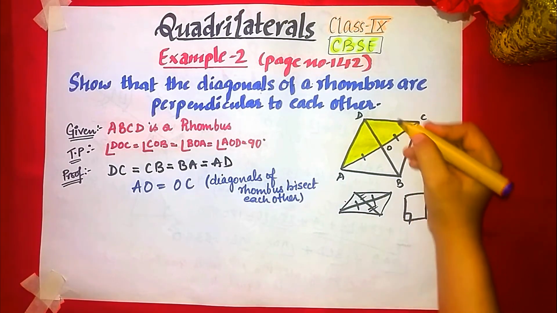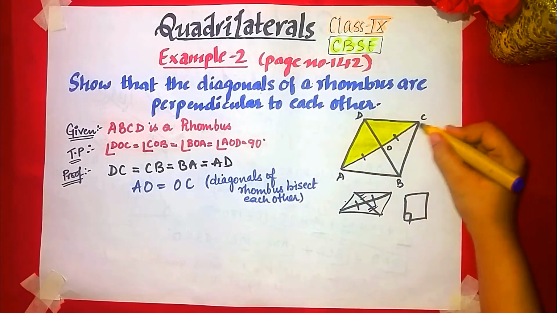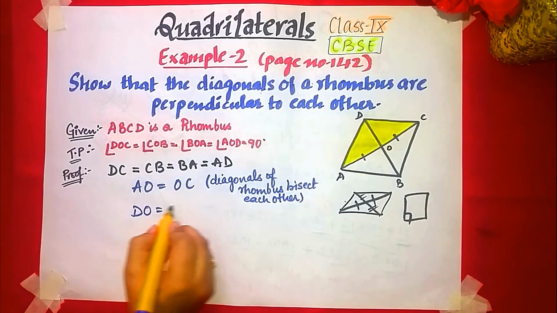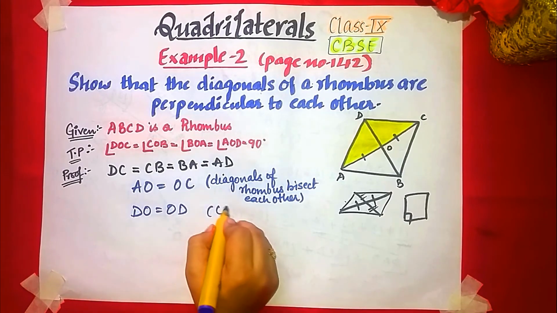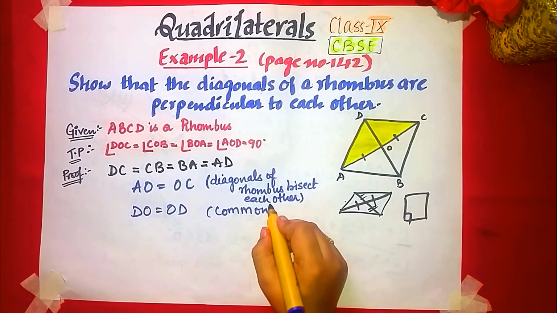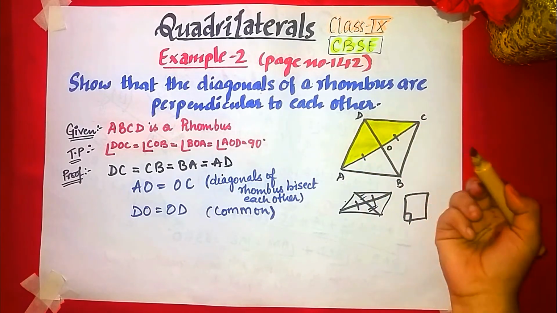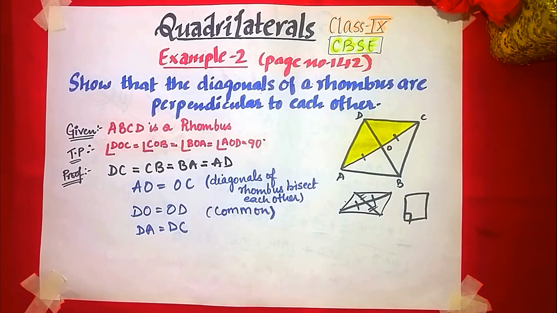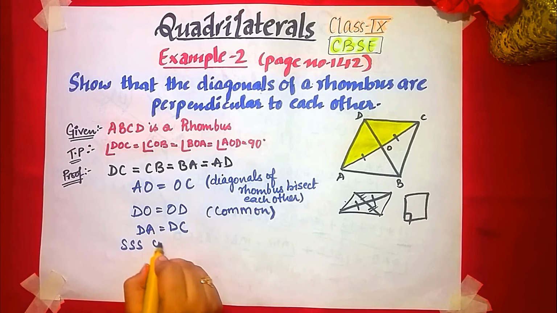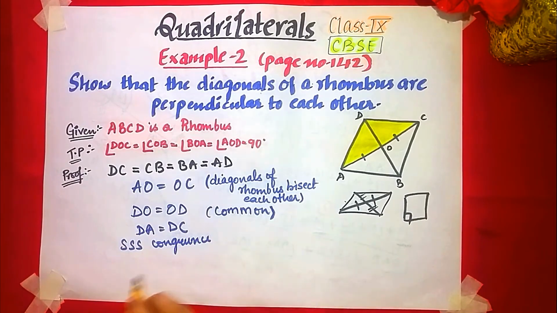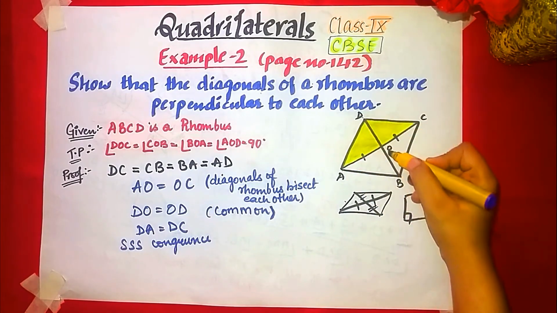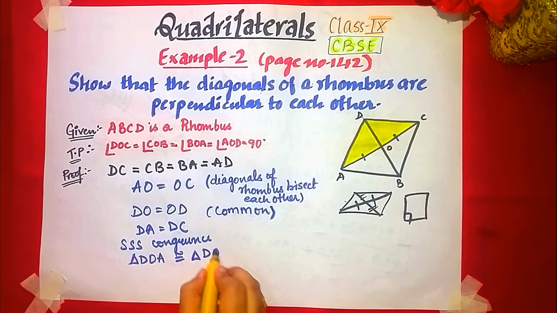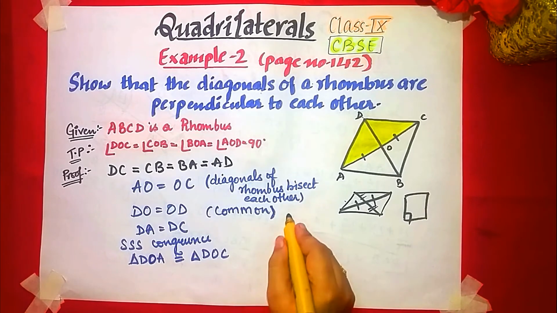Now one more thing is equal, that is DO. DO is common to both the triangles, right? DO is common to triangle DAO and DCO. So we can write DO is equal to OD. It is common. And what else? We know that all the sides of a rhombus are equal, so we can write DA is equal to DC. So students, by SSS congruency, triangle DOA is congruent to triangle DOC.